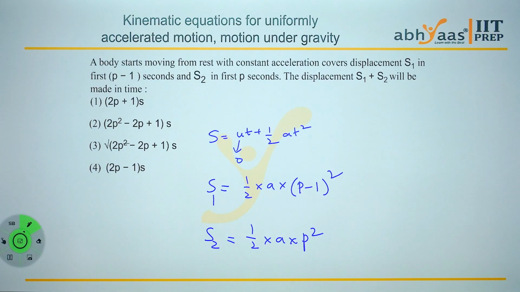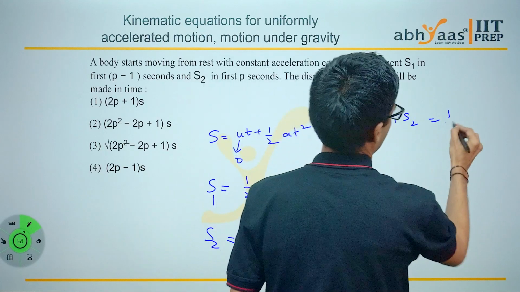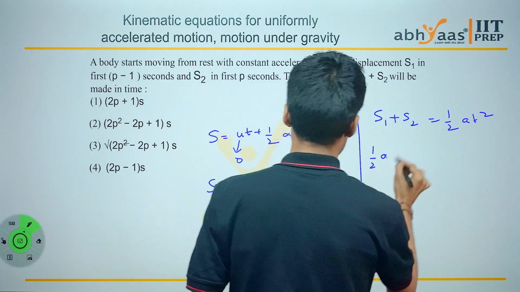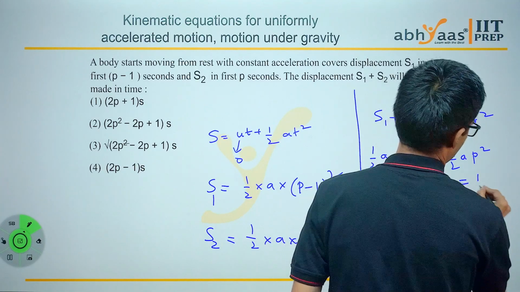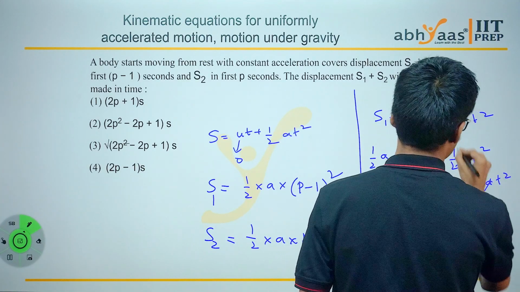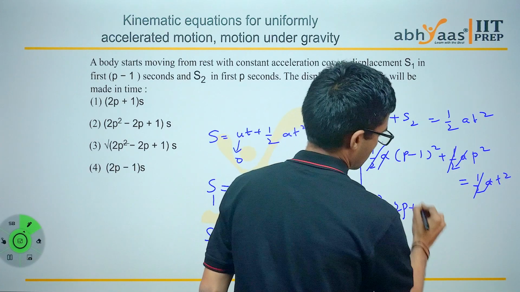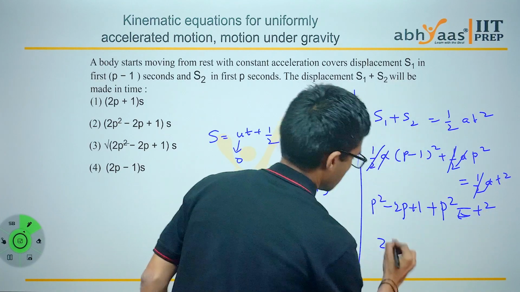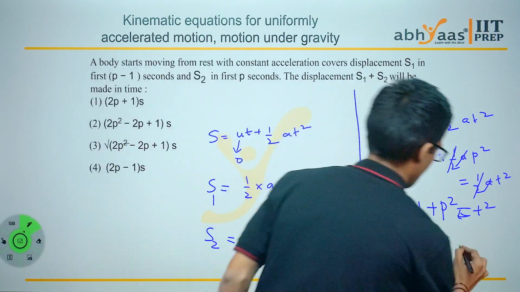Okay. Now what is being asked? Displacement 1 and 2. That is, S1 plus S2 is equal to half a t square, since he wants only time. Half a (p minus 1) square plus half a p square is equal to half a t square. a gets cancelled, half cancelled on both sides. p square minus 2p plus 1 plus p square is equal to t square. That is 2p square minus 2p plus 1 is equal to t square.